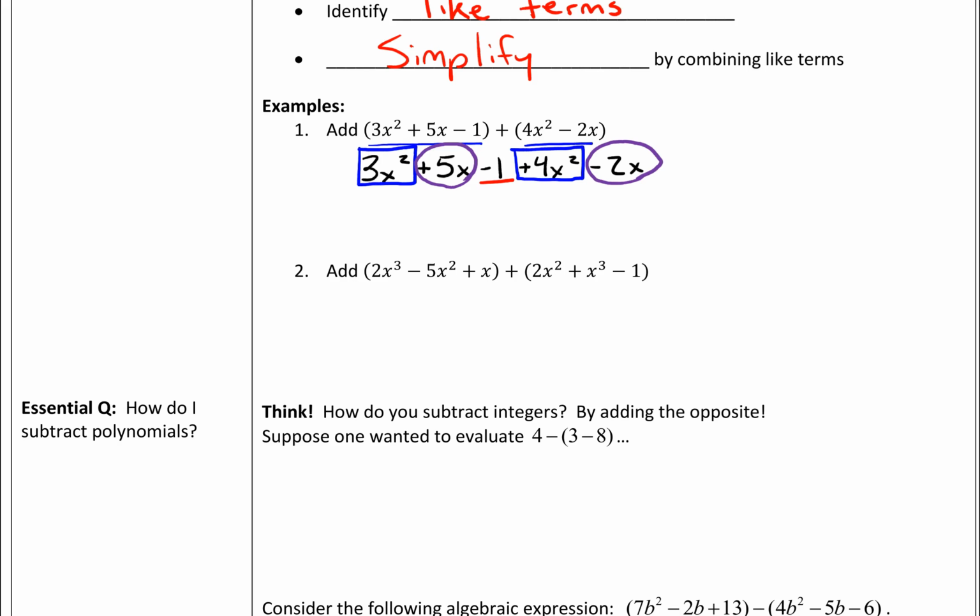So we'll combine our like terms. In our box, we have 3x squared and 4x squared, and that makes 7x squared. In our purple circles, which rhymes, we have a plus 5x and a minus 2x. If we combine that, that's 5 minus 2, which is 3. And then we have our minus 1 all by itself. And there's our answer. Okay, so I want you to try number 2 on your own, and we'll come back and check on it in class.